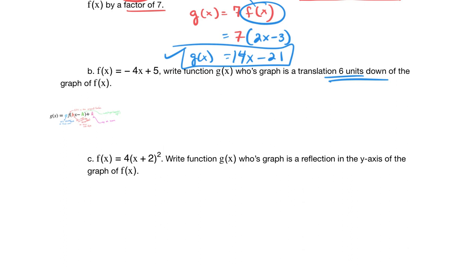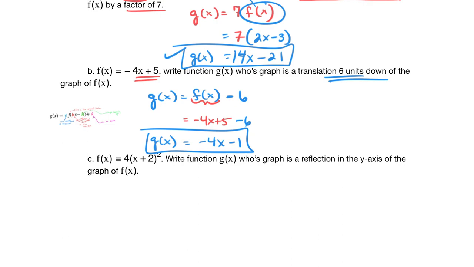Down 6 units, so g of x is going to be exactly the same thing as the old function, but now I got to go down 6. I got to subtract 6 from it to lower it. f of x, I replace it. It is negative 4x plus 5. I'm just grabbing what f of x is. And it says subtract 6 from that, so it's negative 4x minus 1. That's my new function. Simple enough.